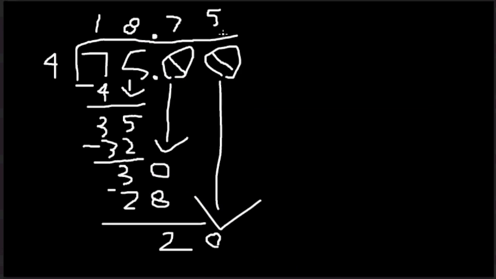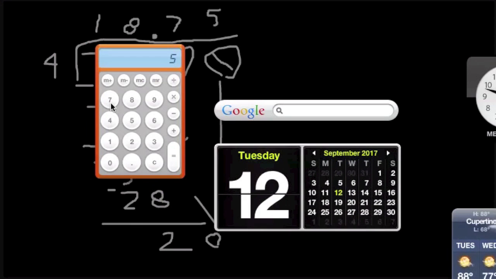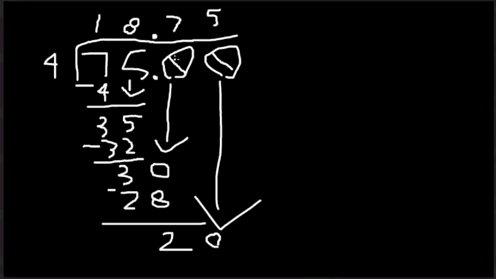What'd I do? Alright. 75 divided by 4. That's exactly what we got right here. Aren't you guys proud of me? I can do math.